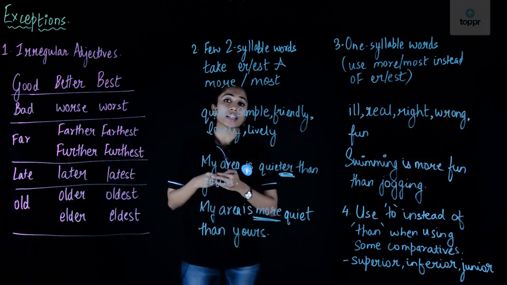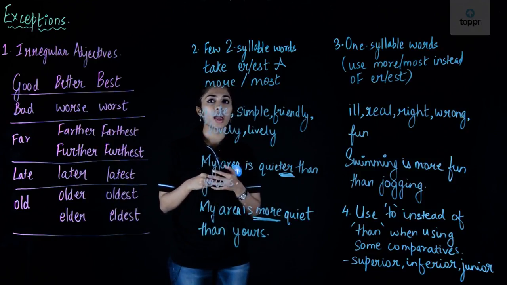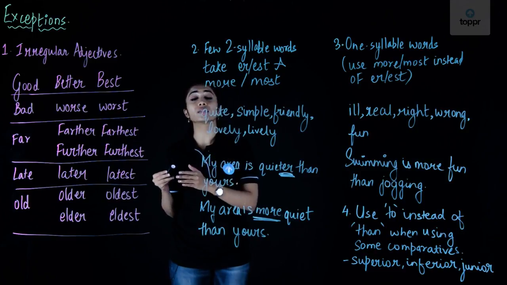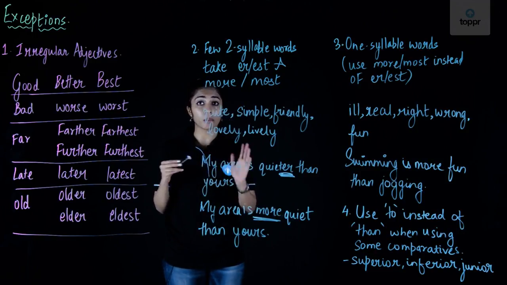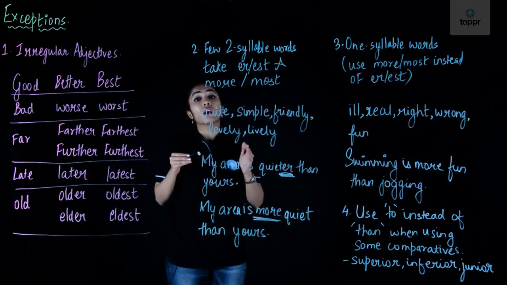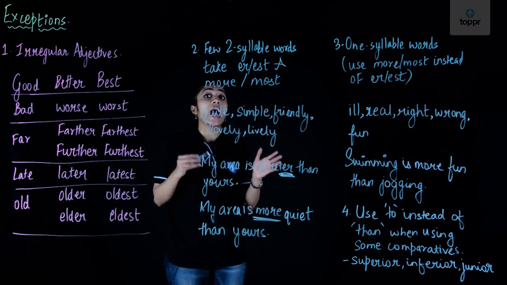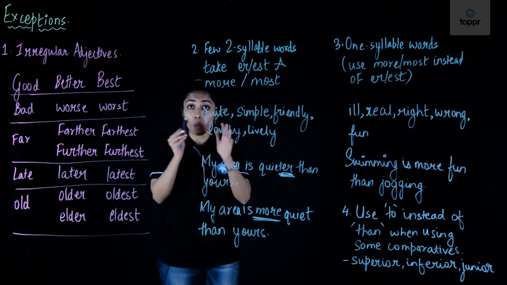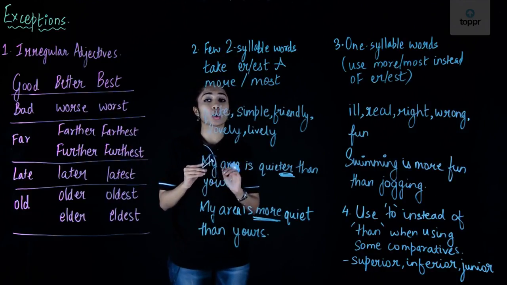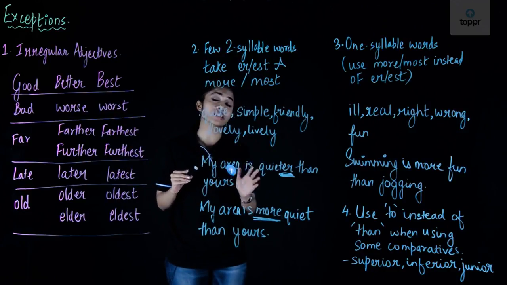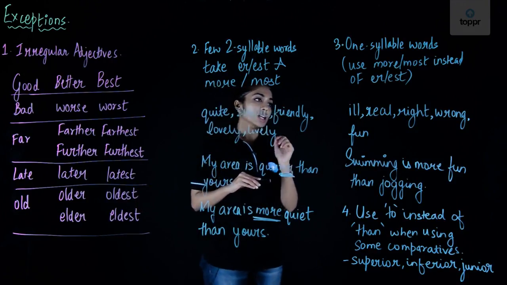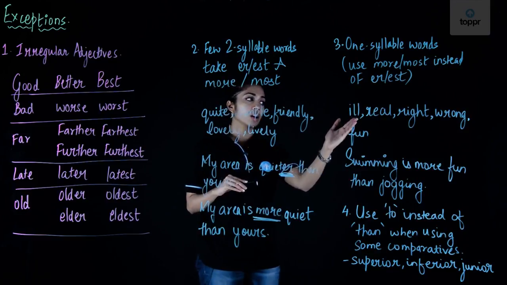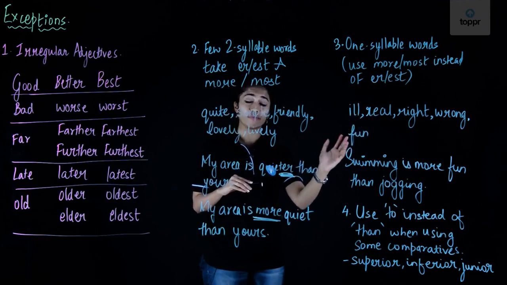Now there are certain one-syllable words where we do not form their comparatives and superlatives by adding an ER or an EST like we normally do. What we do in this case, we add a more or a most to these one-syllable words while forming their comparatives and their superlatives. Let's take a look at them. The words are ill, real, right, wrong, and fun.